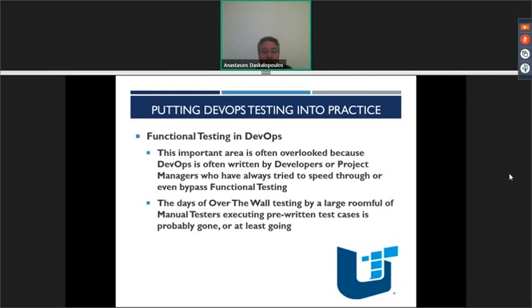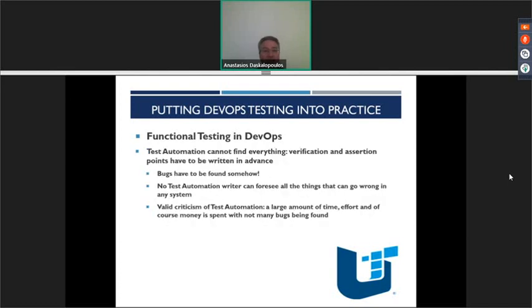And as I've said, with my experience, the over-the-wall testing by a large room full of manual testers is basically going away, depending on the companies, but we have to test faster. We have to keep up with the speed of development, so we can develop very fast-running test suites while the development process is going on.